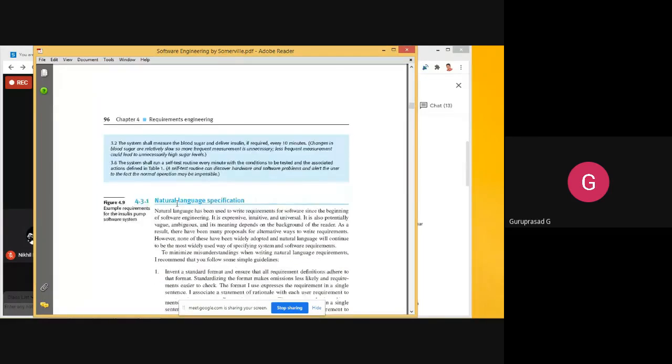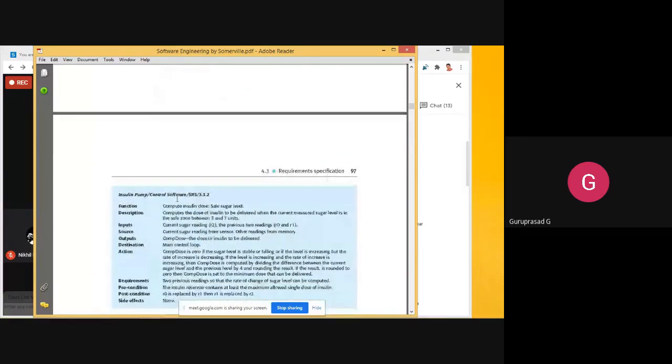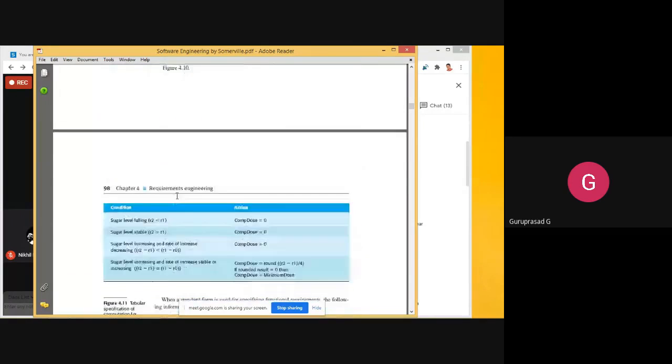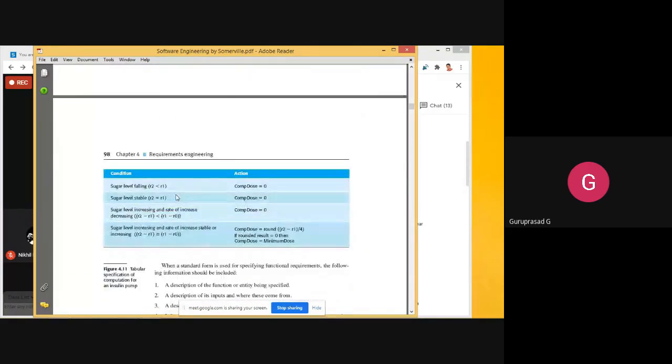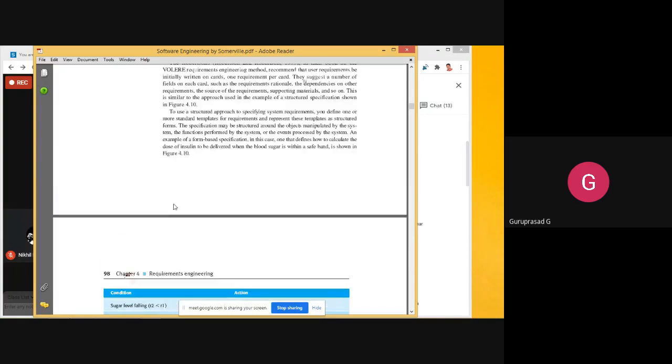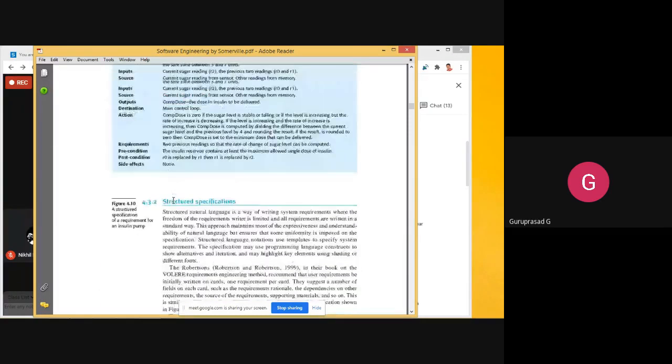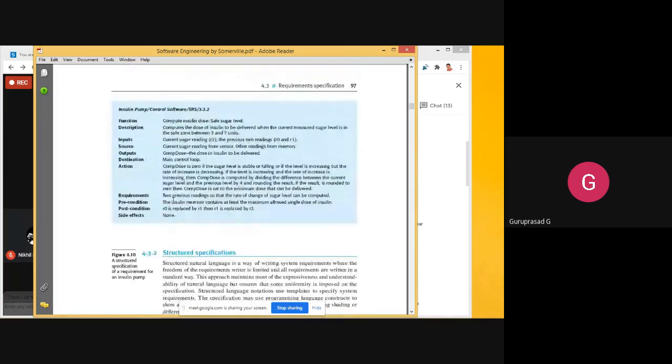The next type we have, what I showed you, is a tabular specification. You see that. Requirements are specified in the form of a table. On the left side we have the condition, and on the other side we have the action to be taken. One more is there, which we call a structured specification. See, this is the structured specification.